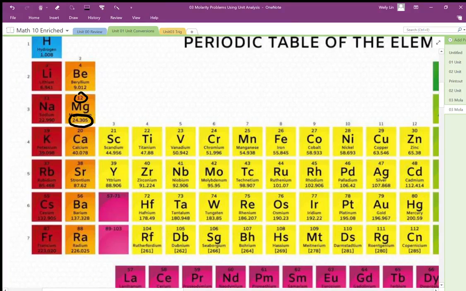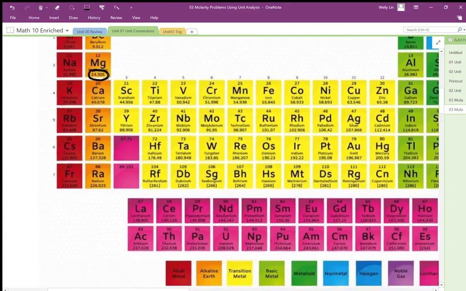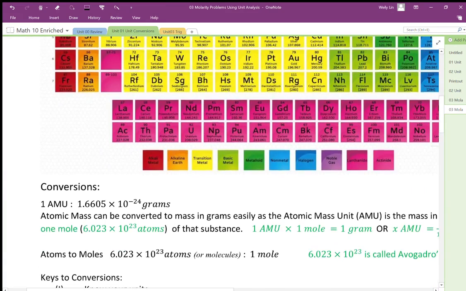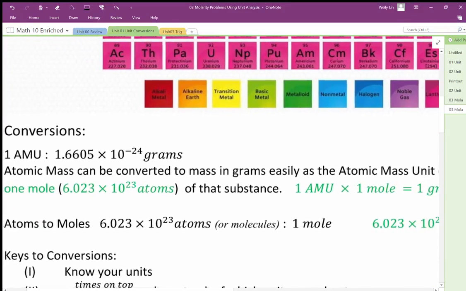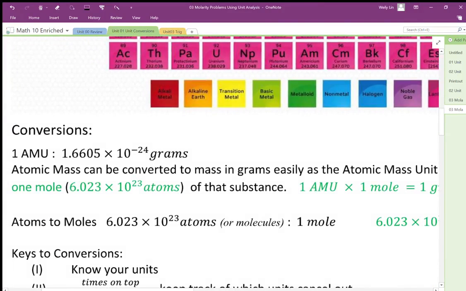In this case, magnesium has an atomic mass unit of 24.305. That number is the one that we're actually more interested in. That's the one we're going to use for our calculations. So what does that atomic mass number mean? One atomic mass unit weighs 1.6605 times 10 to the negative 24 grams.